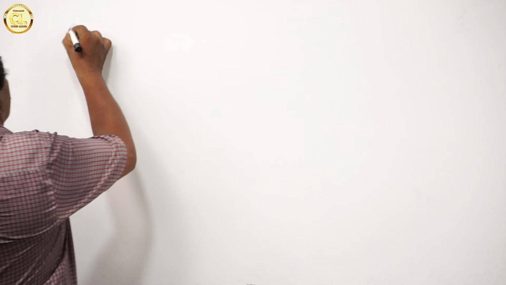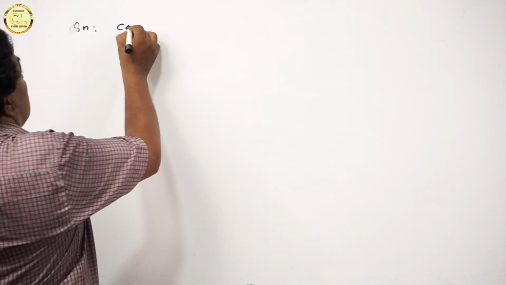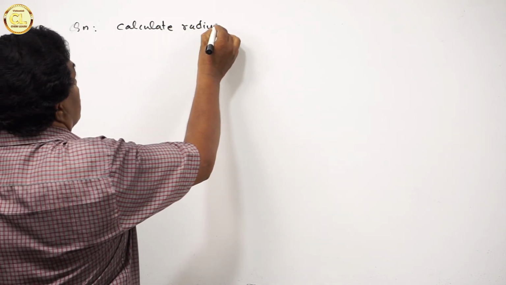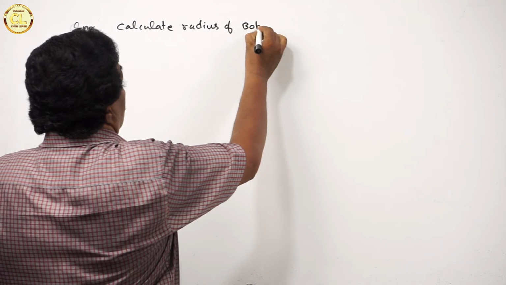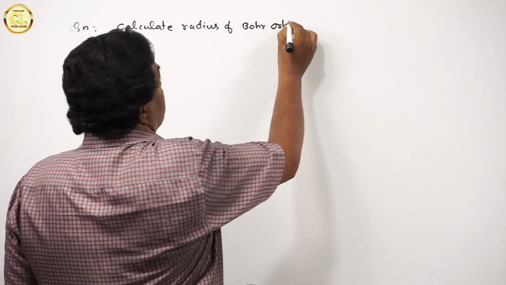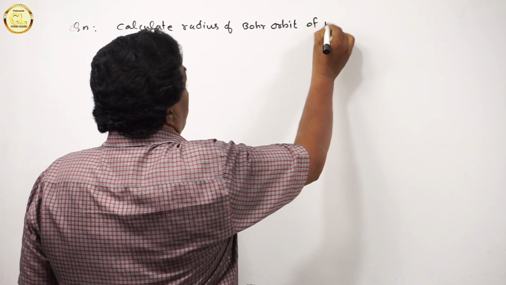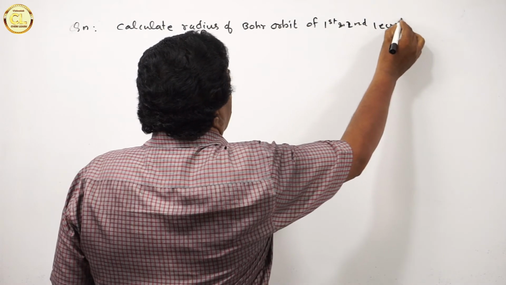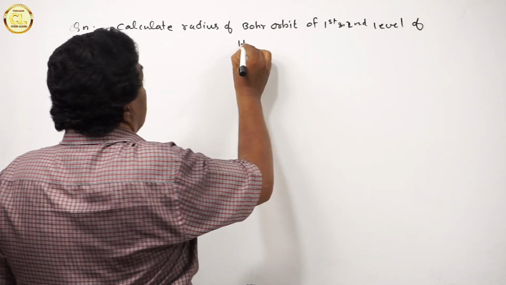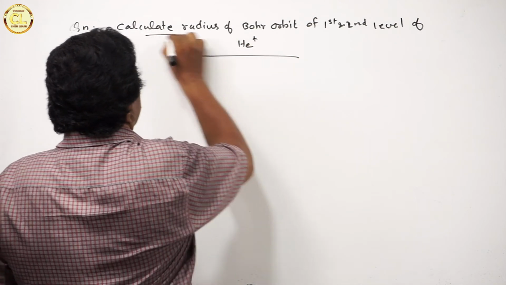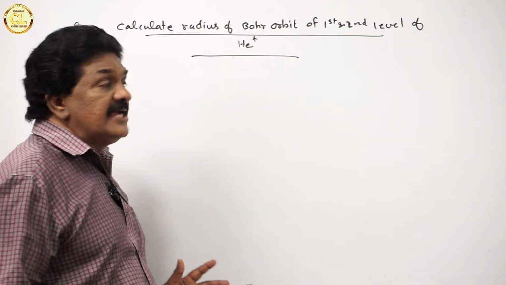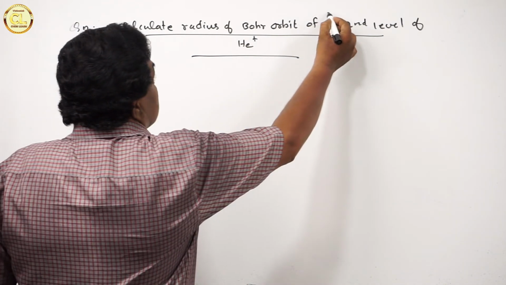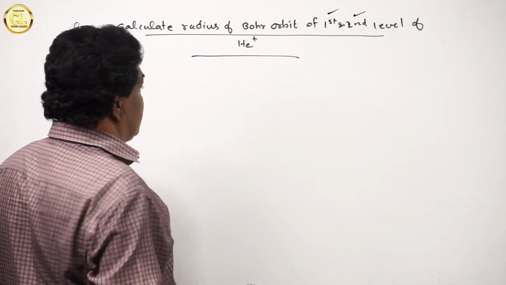Question. Calculate radius of Bohr orbit of first and second level of He+ species. See, we are asked to calculate the radius of the Bohr orbit when electron is present in the first and second level of He+.